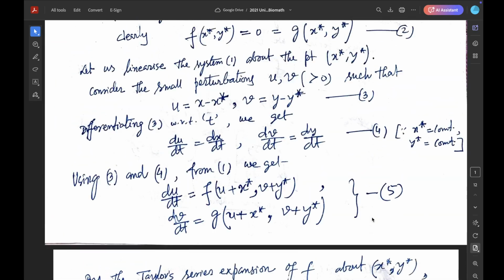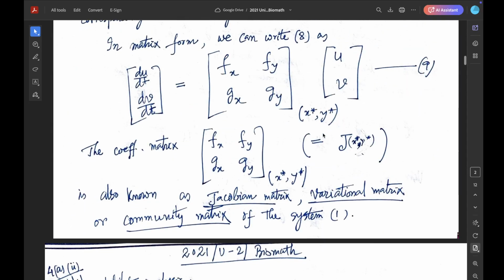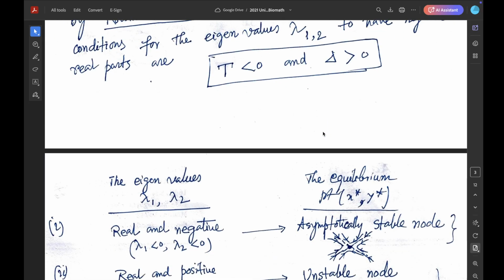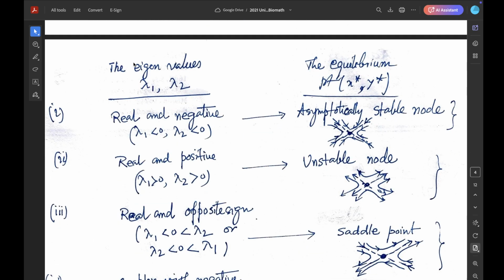And next, hence discuss the stability of x star, y star and the nature of these eigenvalues. We here list the nature of the eigenvalues lambda 1, lambda 2, and the corresponding equilibrium points. If eigenvalues lambda 1, lambda 2 are real and negative, that is lambda 1 less than 0, lambda 2 less than 0, then equilibrium point x star, y star is a locally asymptotically stable node. This is the point x star, y star, so this is the locally asymptotically stable node.